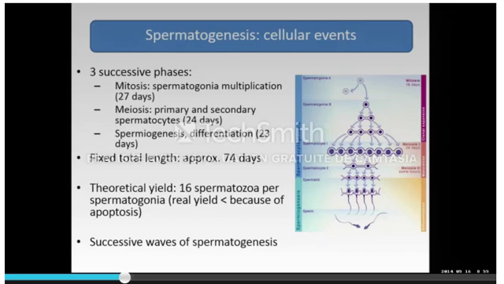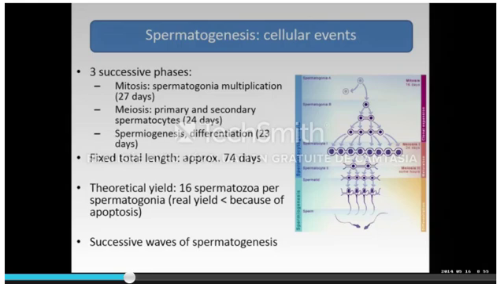And all these phases, the 3 together, last a fixed total length, which is approximately 74 days. So maybe you've heard before that total spermatogenesis lasts for approximately 3 months. Okay? The reality is 74 days.